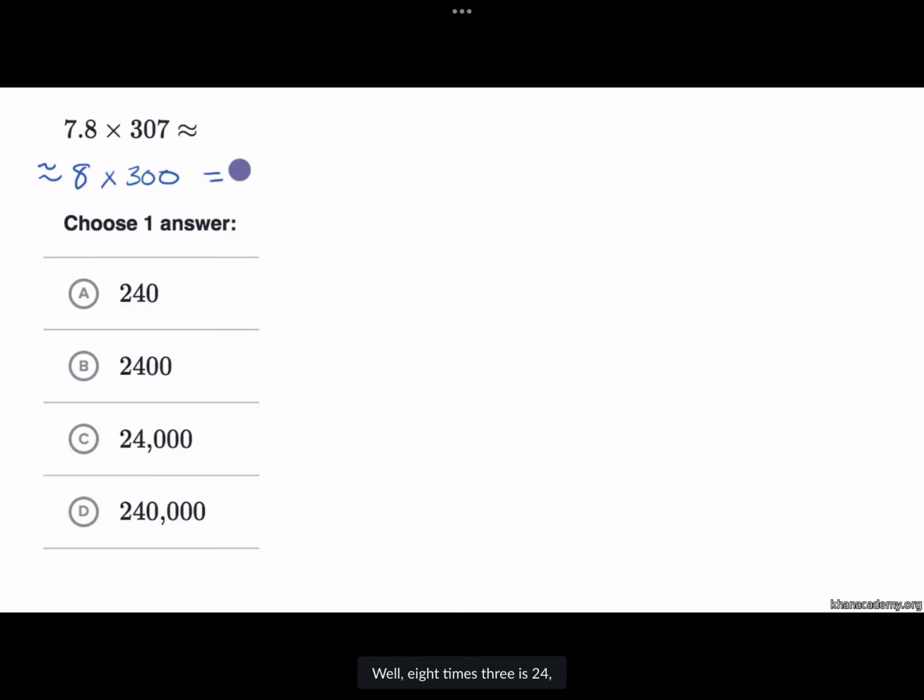Well, 8 times 3 is 24, and so 8 times 300 would be 2400. We got these two more zeros. And so there you have it, and luckily the people who wrote this question estimated in a very similar way. Two people, when they estimate, might not get the exact same answer, but in this case we happen to.